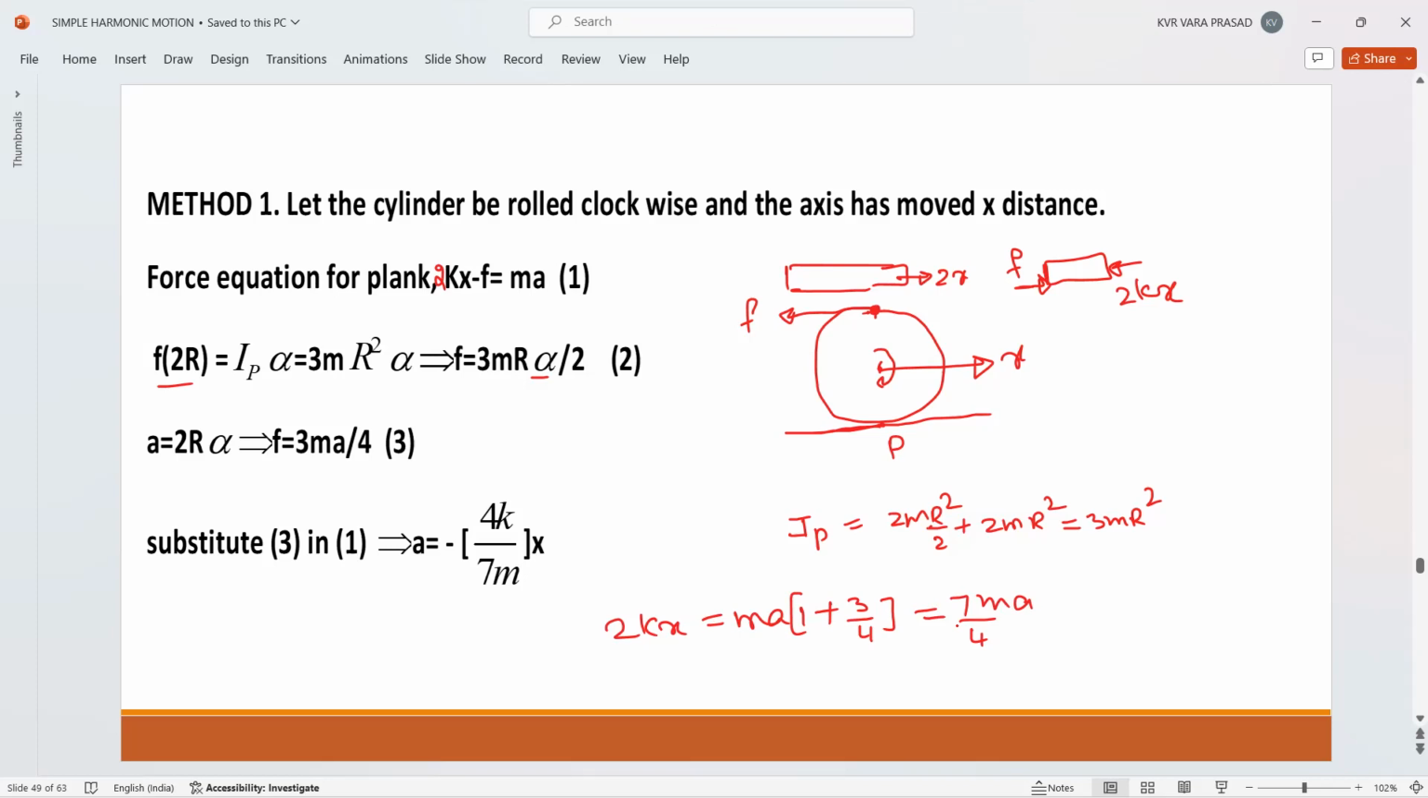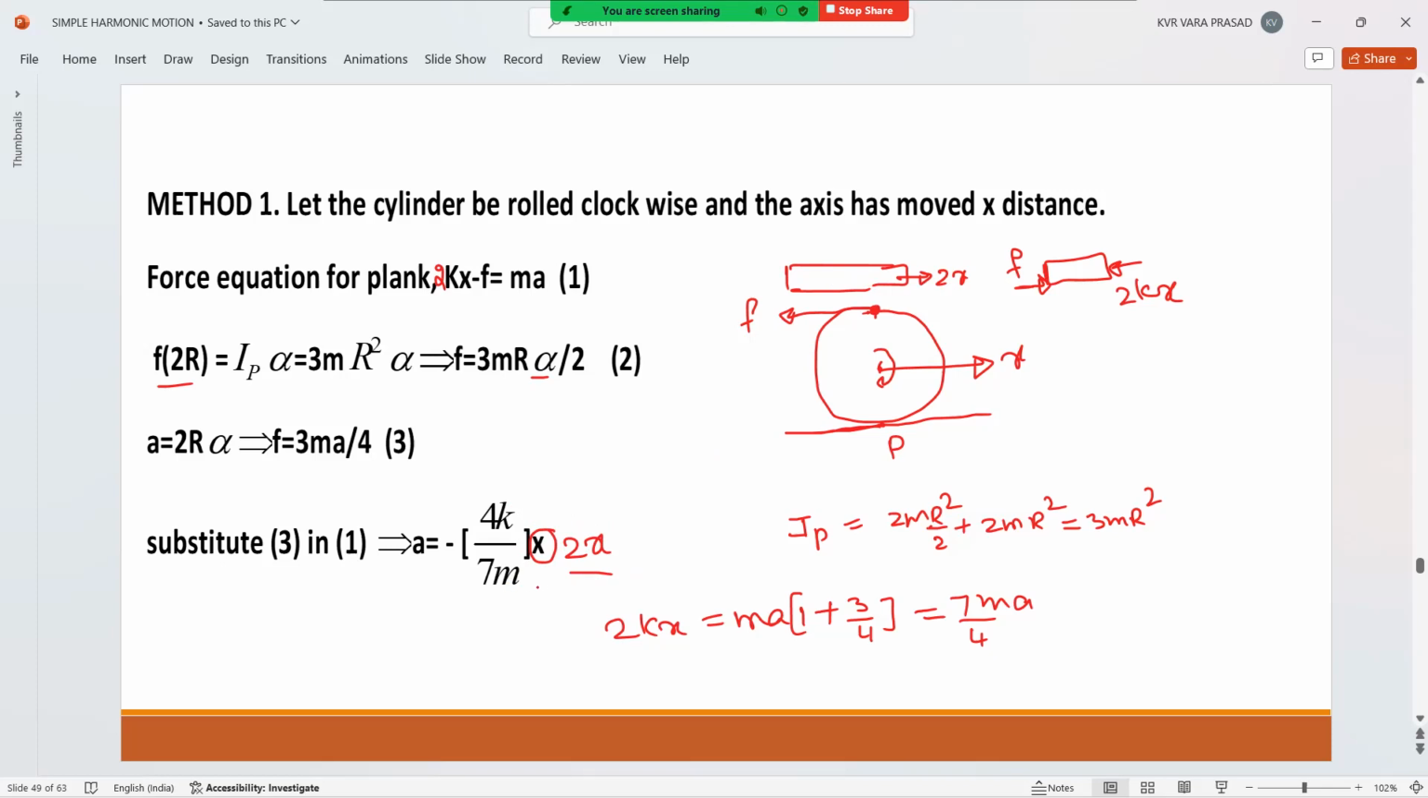So from this, what is a value? Here I should write a value 4k by 7m into 2x, not x, it is into 2x. I am leaving only 2x. The reason is that here 2x itself is a displacement of the plank. See carefully. Plank has moved by a distance of 2x. So 2x itself is displacement of the plank. Therefore, 4k by 7m becomes force constant.